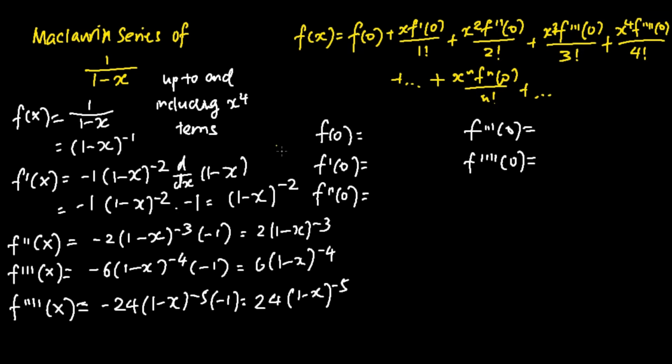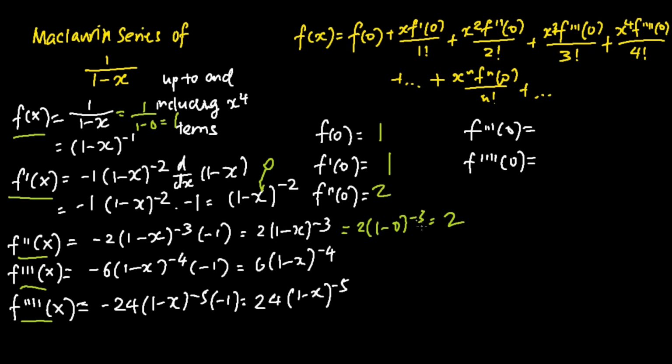What we do next is substitute x equals 0 into all these functions. So let's start with f(x), substituting x equals 0. We get 1 over 1 minus 0, which is just 1. For f'(0), where we substitute x equals 0 into f'(x), we get just 1, because 1 minus 0 is equal to 1, and 1 to the power of negative 2 gives me 1. How about f''(0)? Substituting x equals 0 into f''(x), we have 2 times (1 minus 0) to the power of negative 3. This is equal to 2. Hence, my f''(0) is 2.